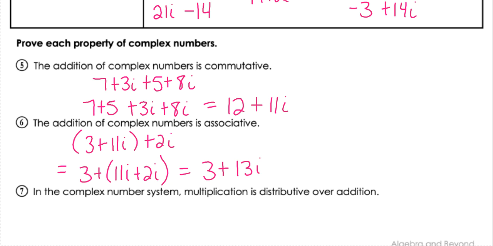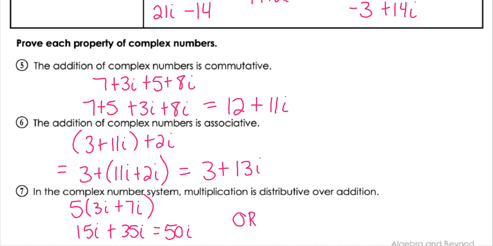And then the last property with these complex numbers is that in the complex number system, multiplication is distributive over addition. That's proving that we can take a real number and multiply it by two imaginary parts, and that's allowed. So we can multiply the real into that addition of imaginaries. That would be 15i plus 35i, which would result in 50i. Another way to think about that is that I can combine the parentheses first and still end up in the same spot. So those are your complex numbers.